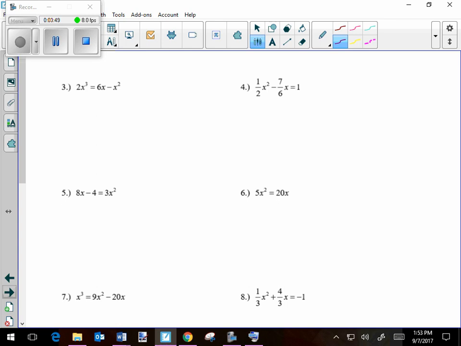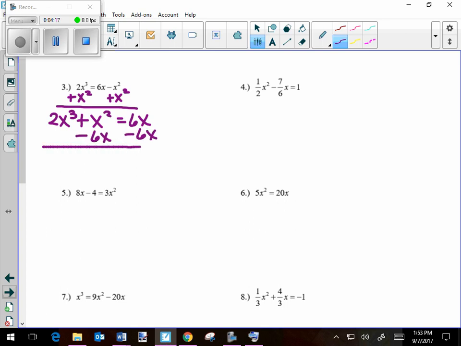On the next page, quadratic equation again. I want to add x squared to both sides. 2x cubed, x cubed. So when I see that cube there, it's really initially more than a quadratic equation. It's actually considered a cubic equation, but we're going to treat these the same way. So I'm going to minus 6x from both sides. So I have 2x cubed plus x squared minus 6x equals 0, and I'm going to factor.